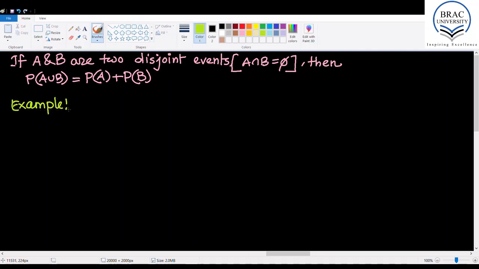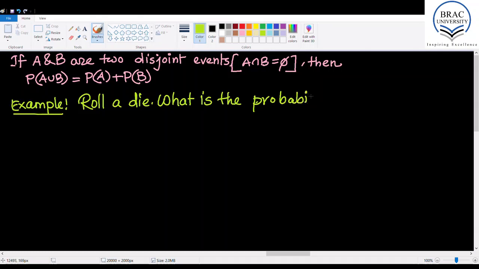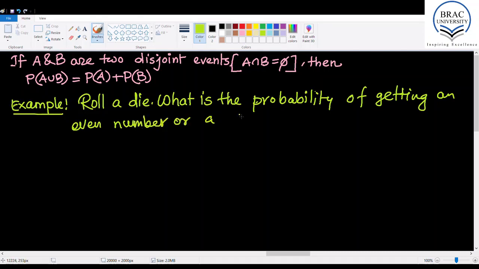involves a problem. So let's roll a die. The question is, what is the probability of getting an even number or a multiple of 5? Okay, so this is the question. To solve this problem, we have to define the events properly.